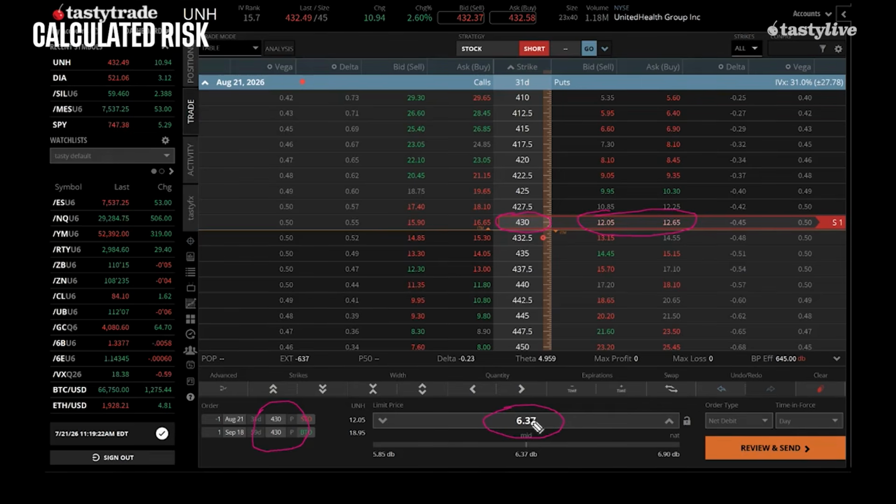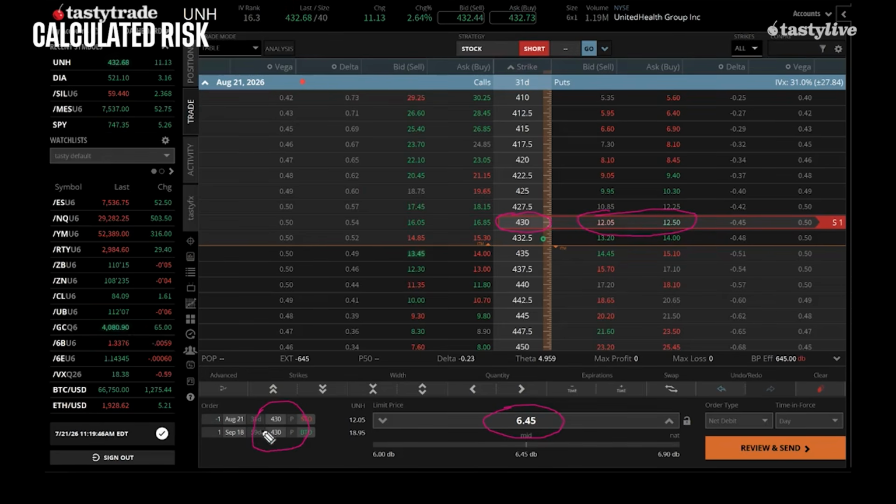So in other words, if time goes by over the next 31 days, and nothing really happens with UNH, we know it's going to move around, we know it's going to bounce, but just assume it ends up right back at 432. What's going to happen? Well, I will have collected this entire $12, this entire extrinsic value. It's going to go away. It's going to collapse down to zero, because it has to. Right? If the option is still out of the money, the extrinsic value will be zero at expiration.